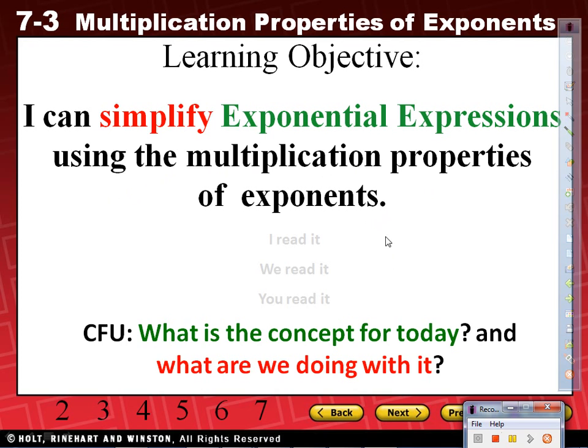So think about those two questions. What concept are we on, and what are we doing with it? Tell your neighbor what concept we're on, please. All right, let's continue. Exponential expressions is our concept, and we are simplifying them.